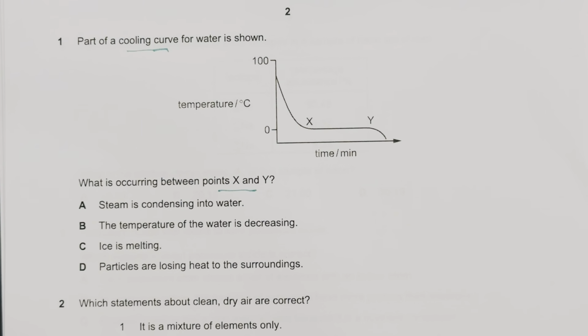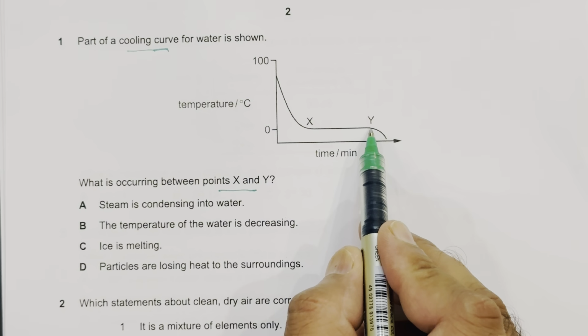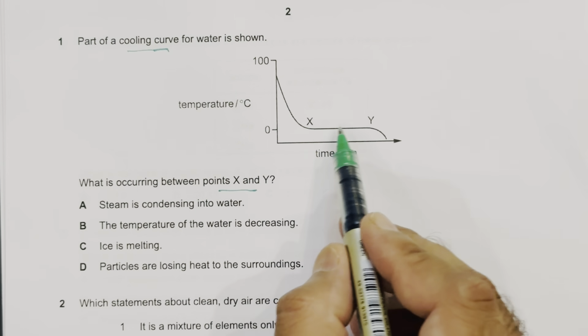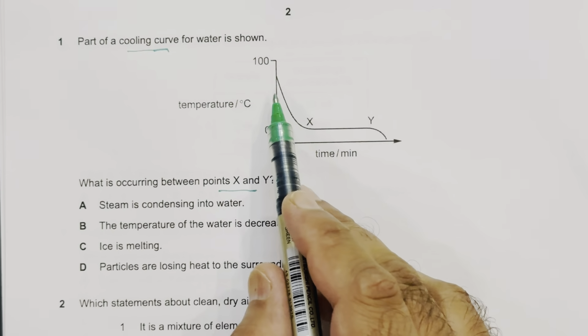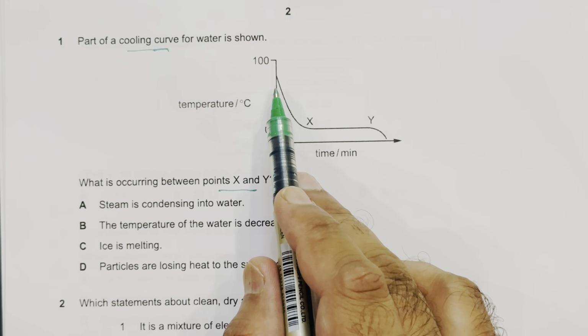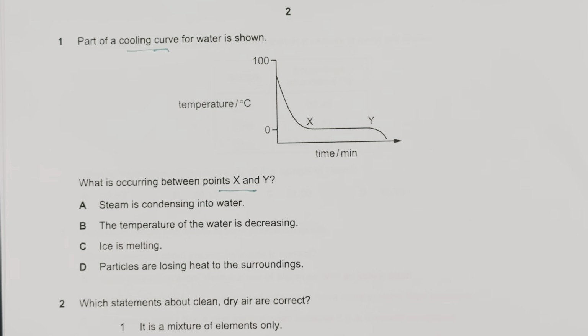The temperature of the water is decreasing. We know that the temperature of water is not decreasing between X and Y. Similarly, steam is not condensing during X and Y. Option C, ice is melting. This is not the valid option. We know that temperature is decreasing, so it could be that it is freezing, not melting. So this is again the wrong option.